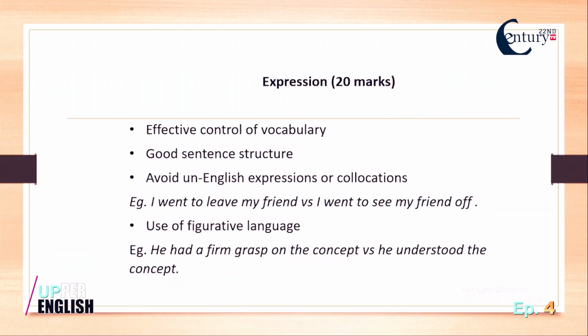And the third thing they will look at is the use of figurative language. When I mean figurative language, for example, "he had a firm grasp on the concept" to mean that he understood the concept. The general, literal expression is "he understood the concept," but the figurative one would be "he had a firm grasp on the concept." And here, this expression is so very common. In fact, it does not evoke any picture in mind.